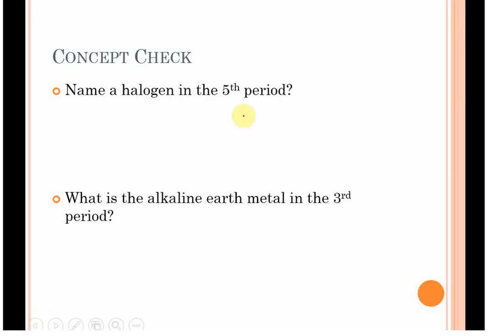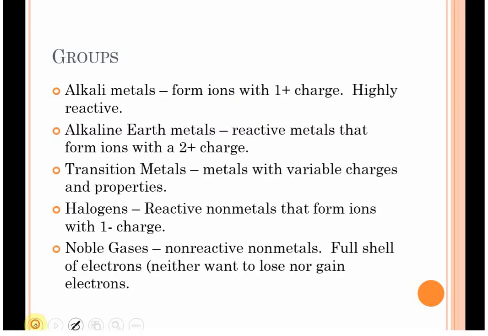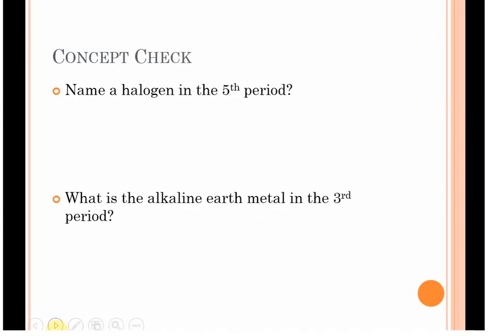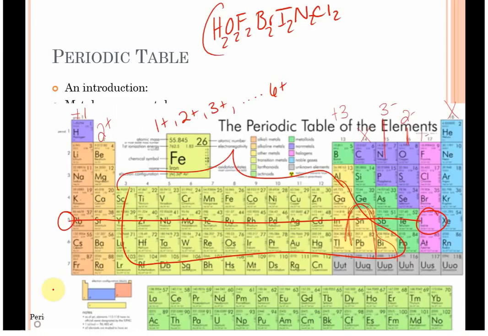So a halogen in the 5th period. You go 1, 2, 3, 4, 5. Here's the 5th period. Come over, and we find the halogen in group 7, and it's iodine. Alkaline earth metal in the 3rd period. 1, 2, 3. Alkaline earth is the 2nd column, so it's got to be magnesium.